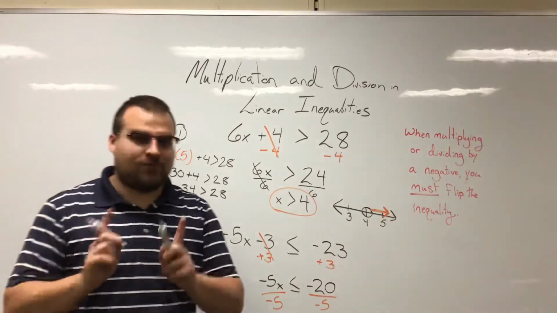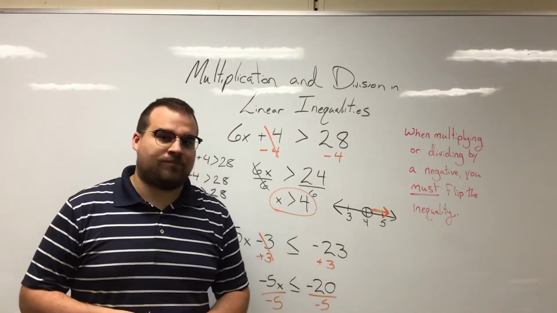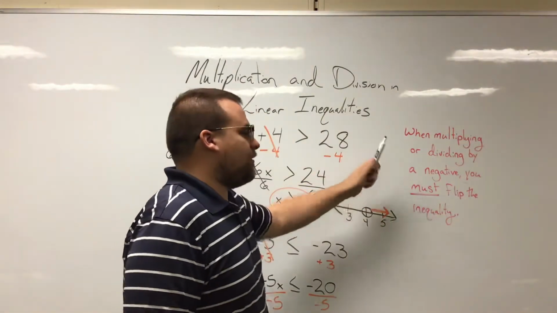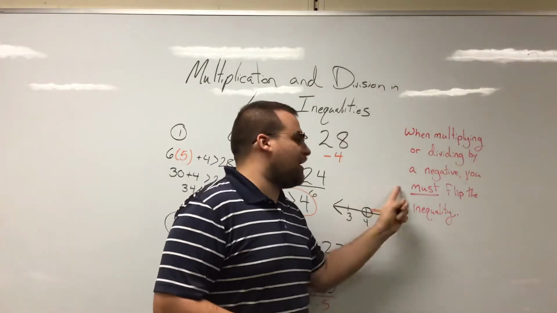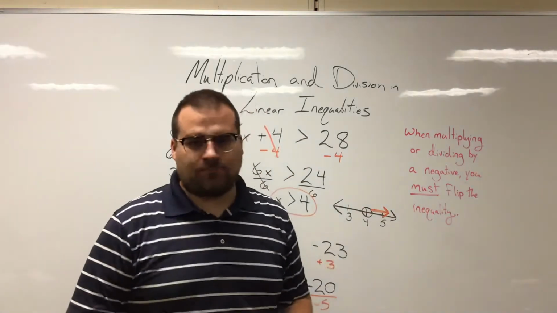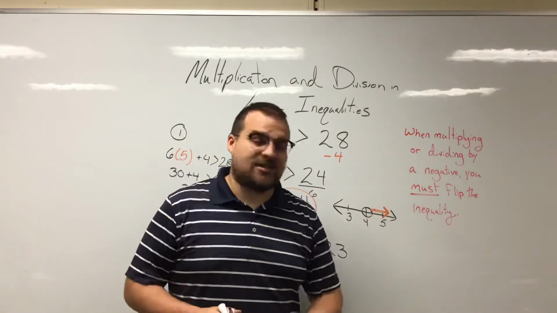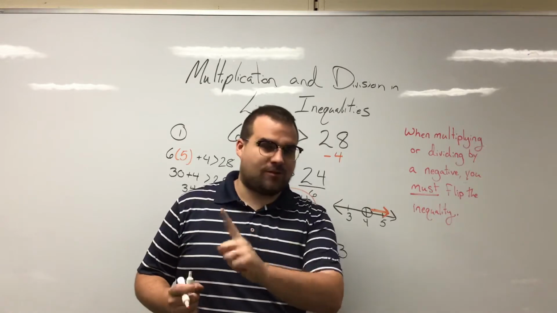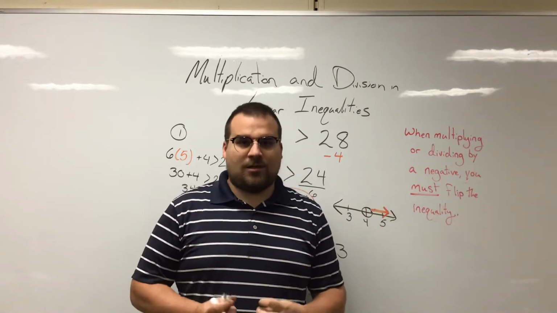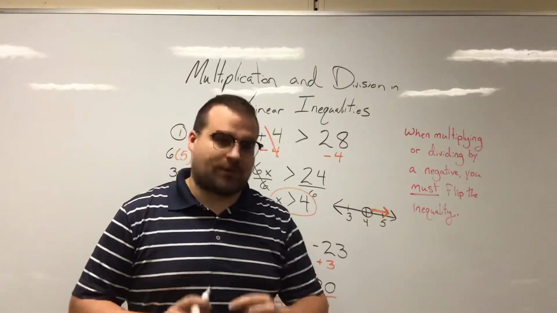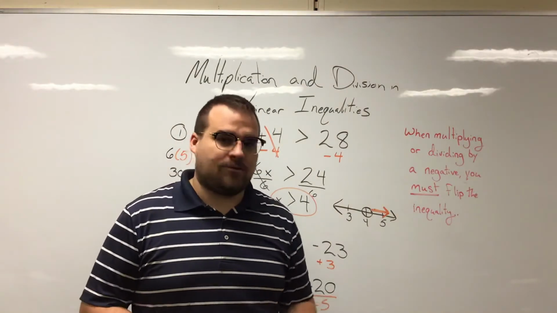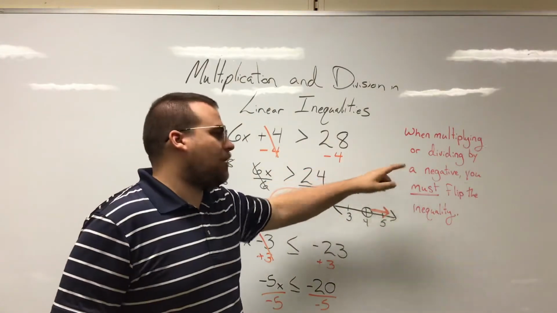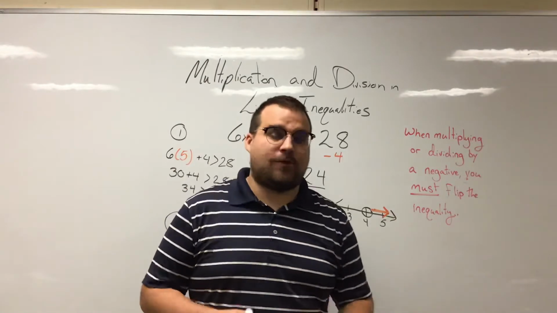Now here is where the important rule comes in. Let's read what this has to say. When multiplying or dividing by a negative, you must flip the inequality. And what I mean by flip is take a less than, turn it into a greater than, or turn a greater than and flip it into a less than. The inequality must change direction. It has to open to the other side. This occurs, like I said, anytime you multiply or divide by a negative number.